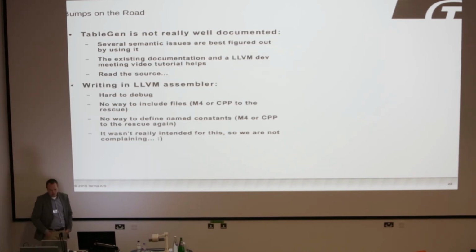So what have we learned? We have some bumps on the road. Well, firstly, TableGen. It's not super well documented. You best figure it out by using it. The syntax is documented. It even has a nice grammar and everything. But the TableGen API, when you write your TableGen backend, you read the code and try to figure it out. And if it doesn't work, you just keep banging on it until it does. And hopefully you've managed to get somewhere.